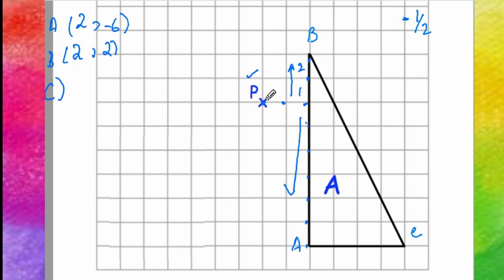For C, what we need to do again, where is C, where is C? Here is C. It means I need to come down. How many numbers? 1, 2, 3, 4, 5, 6.